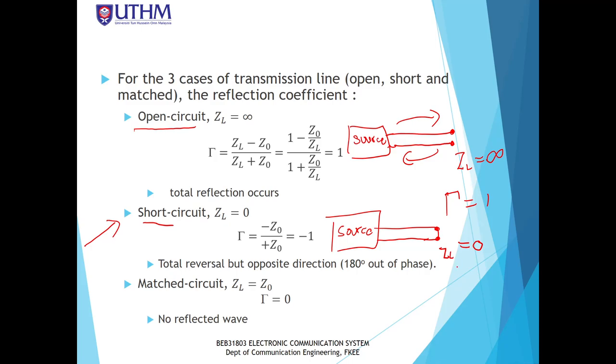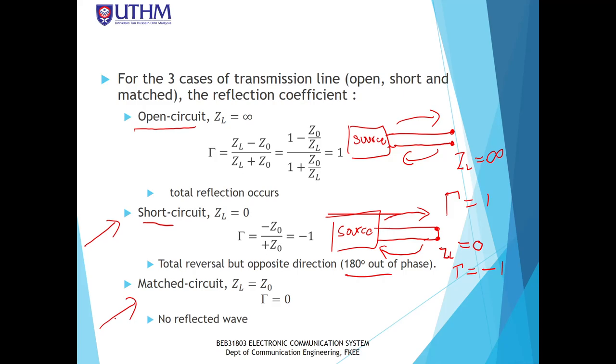And in this case, the reflection coefficient is equal to negative 1. So in this case, all of the incident wave will be reflected back. Okay. This is also total reflection. Ini juga menggambarkan total reflection, but it is in the opposite direction, reverse phase. The phase is reversed. Okay, dia akan reverse. 180 degrees out of phase. Okay.